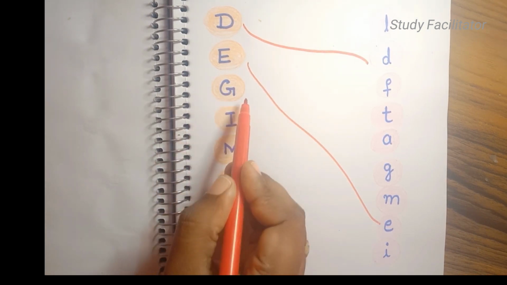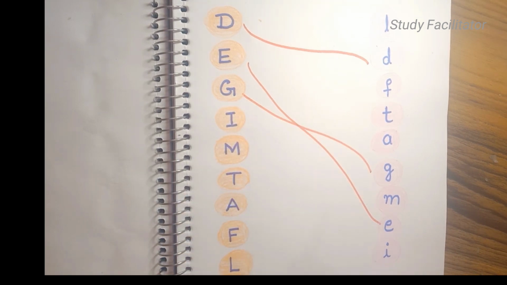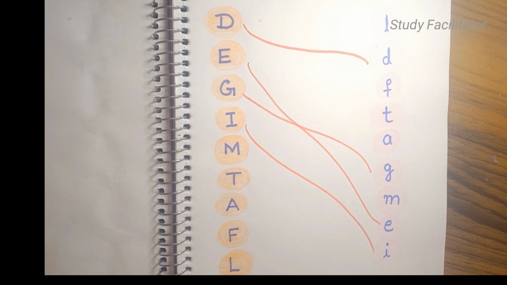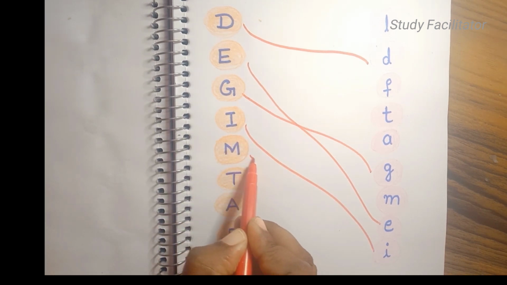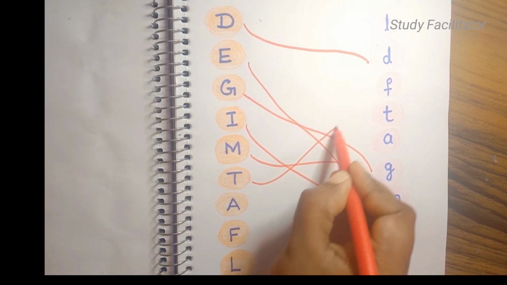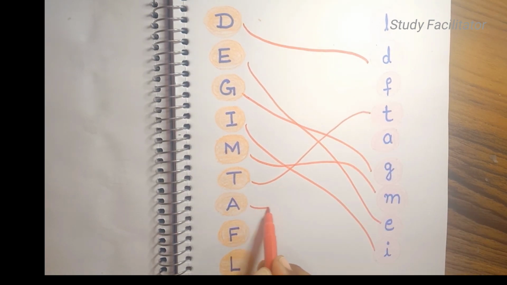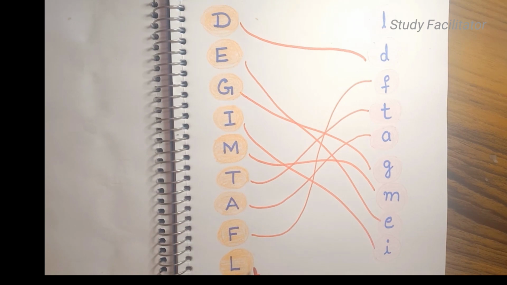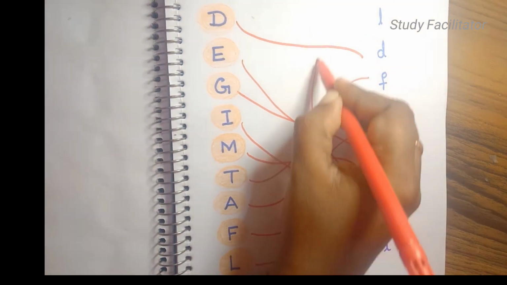G. This is the small letter G. I. M. Next T. A. F. L.